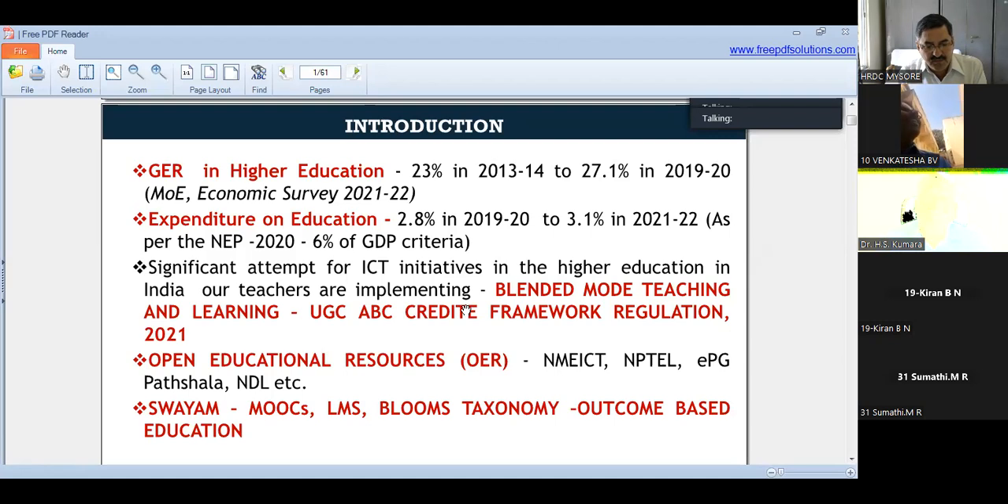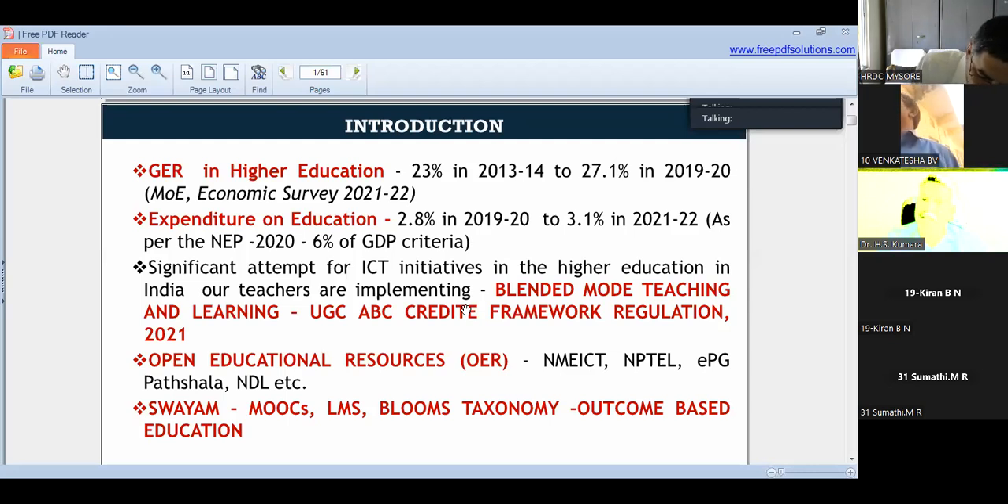Then a lot of attempts have been made for information and communication technology initiatives in higher education. You are all well versed in this. Blended mode teaching and learning is very important for online courses, or when you consider producing e-content. There is already a regulation for blended mode teaching and learning. Recently, the University Grants Commission made the Academic Bank of Credit, the ABC Credit Framework Regulation 2021.